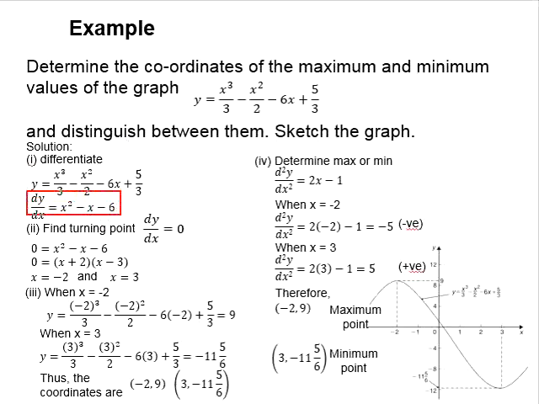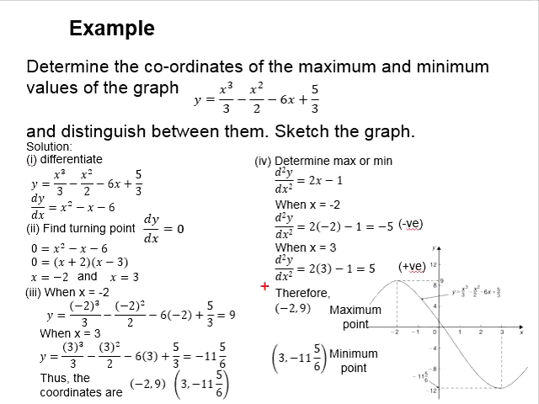From the function of dy/dx here, you will have to differentiate another time to obtain d²y/dx², which is given here. Substitute the points x equals negative 2 and x equals 3 into the d²y/dx². You will obtain a negative value and a positive value. Negative value means it is a maximum point, and positive value means it is a minimum point.